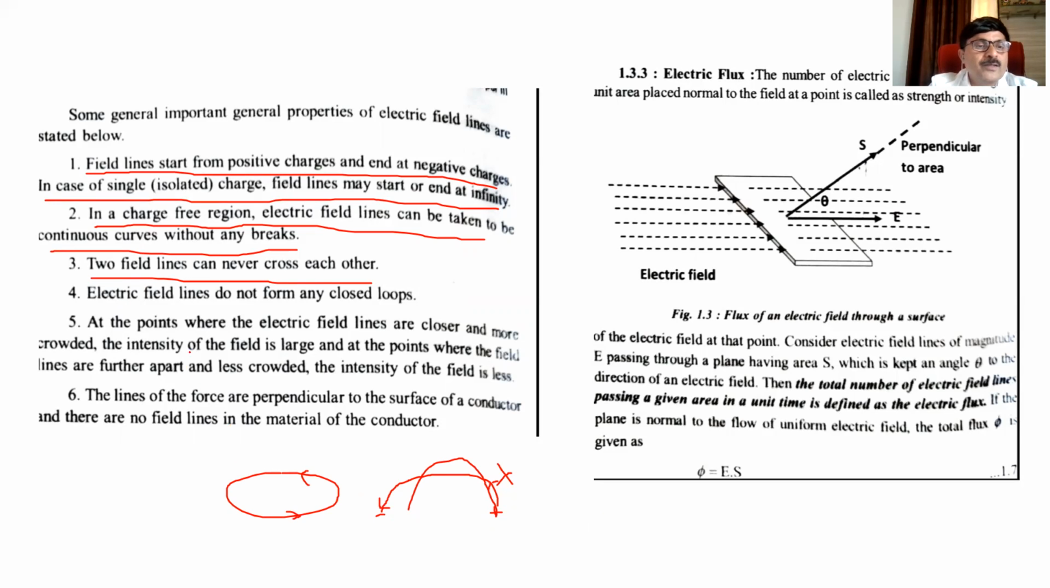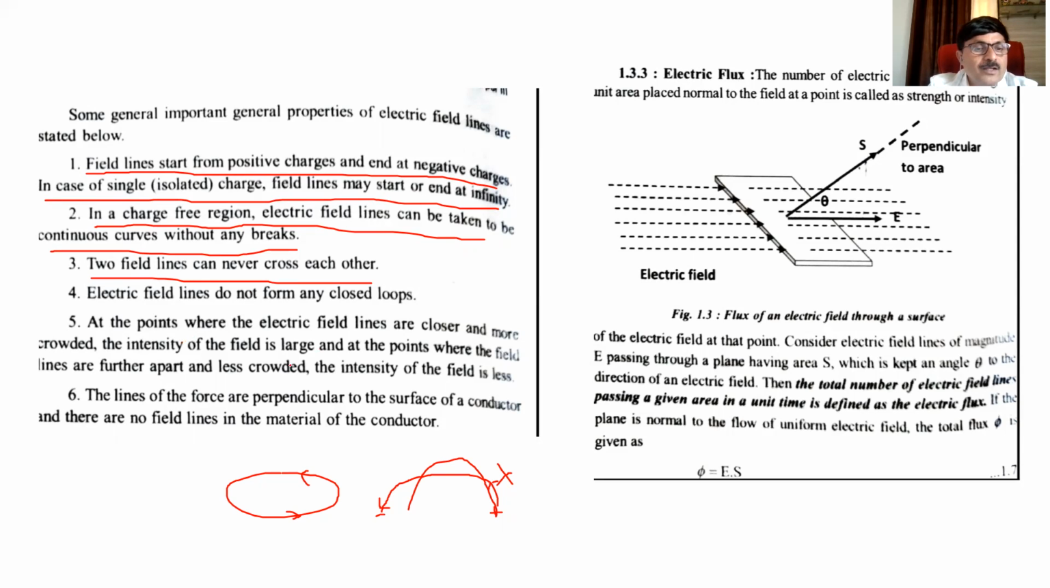That is the meaning. At the points where the electric field lines are closer and more crowded, the intensity of the field is large, and at the points where the field lines are further apart and less crowded, the intensity of the field is less. This means where the density of the electric field lines is high, the intensity of the electric field will be high.